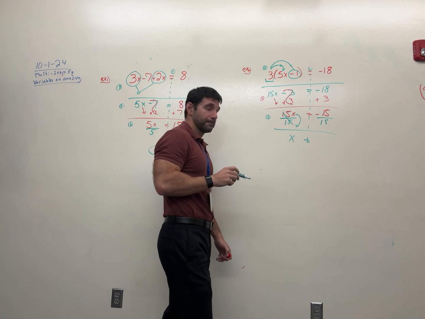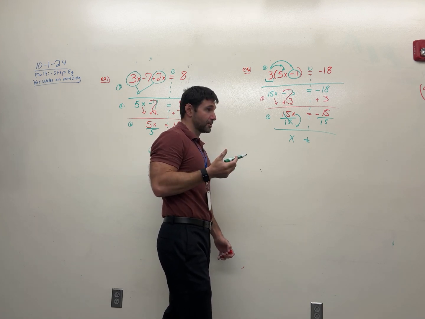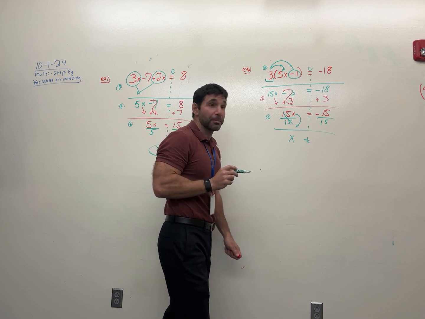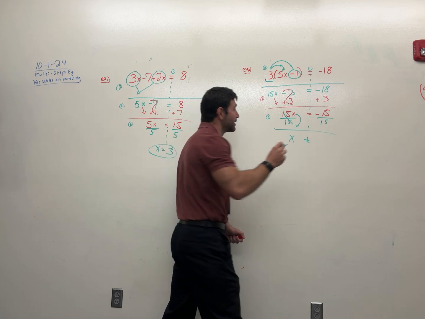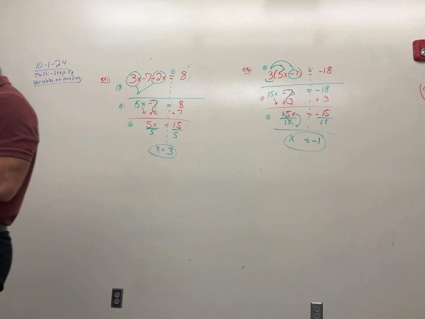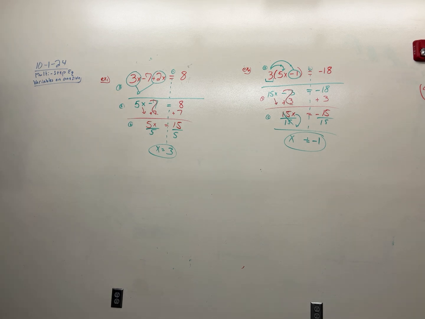Use your calculators, y'all. What's negative 15 divided by 15? A negative divided by a positive? It's negative 1. There we go. Okay, we're following the steps, following the steps.